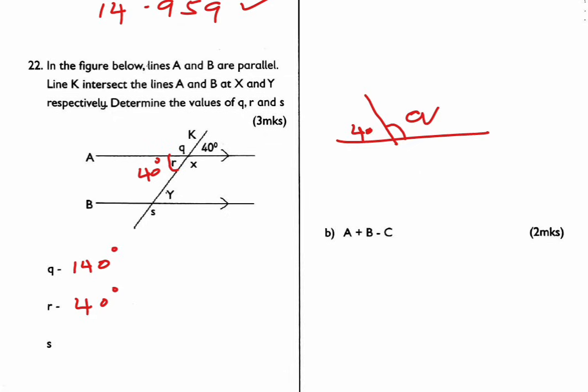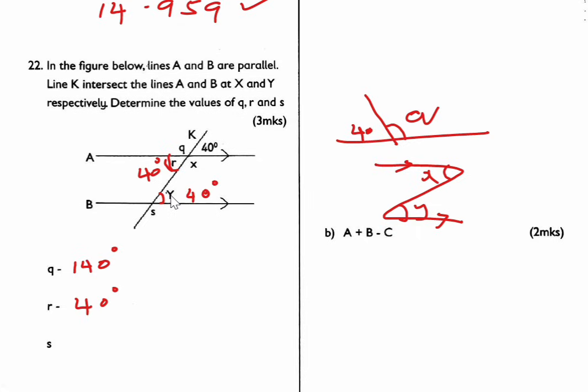What about S? Remember something about alternate angles. I teach my students that if you see the letter Z, these two angles here and here are equal. We call them alternate angles, whereby this is a parallel line, this is a parallel line, and this is a transversal. You can see the letter Z here. So R and Y are alternate angles. Therefore, if R is 40, Y is also 40 degrees.